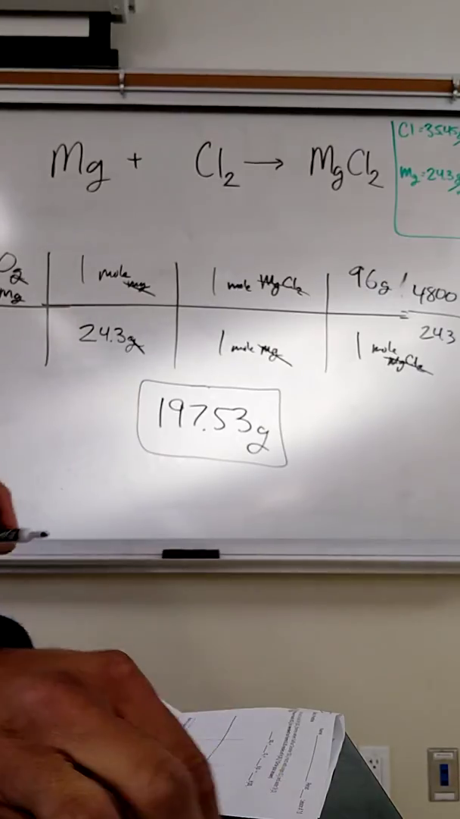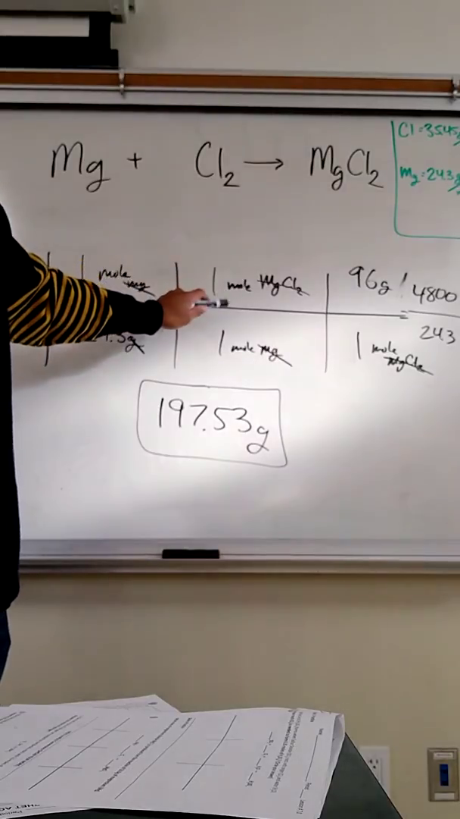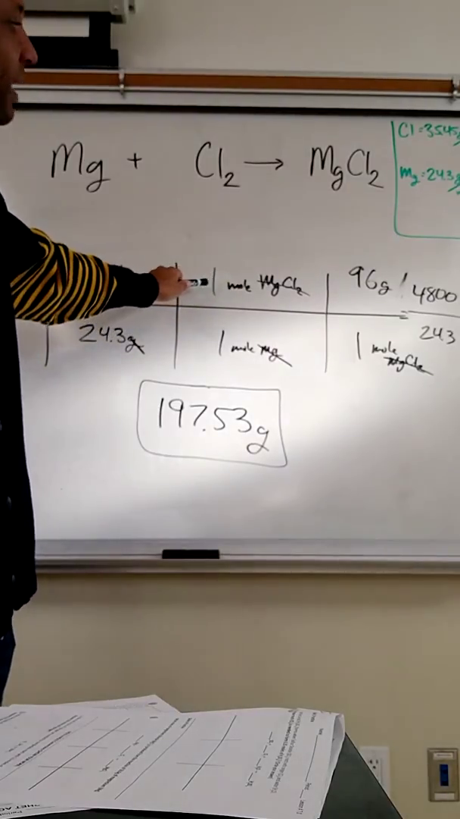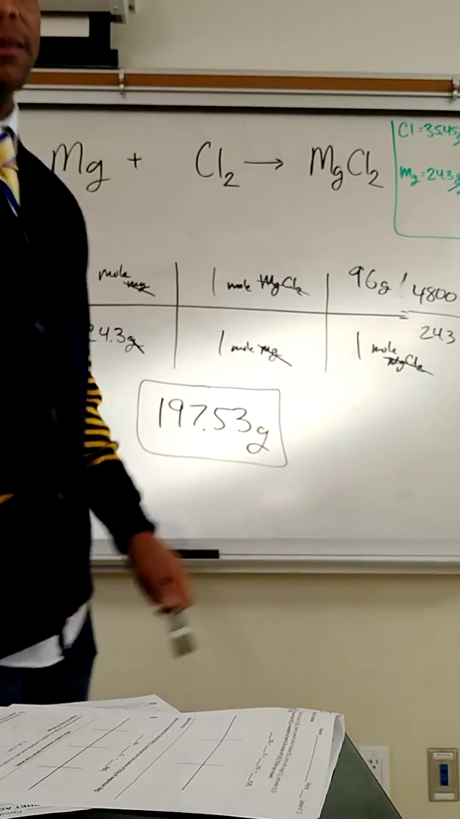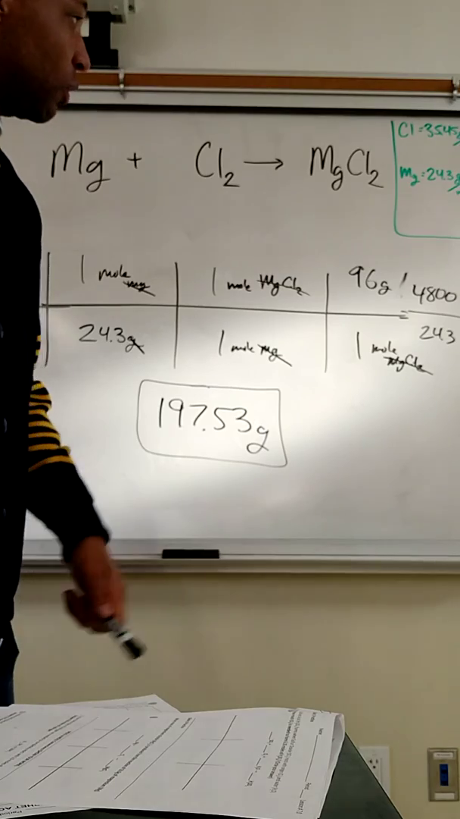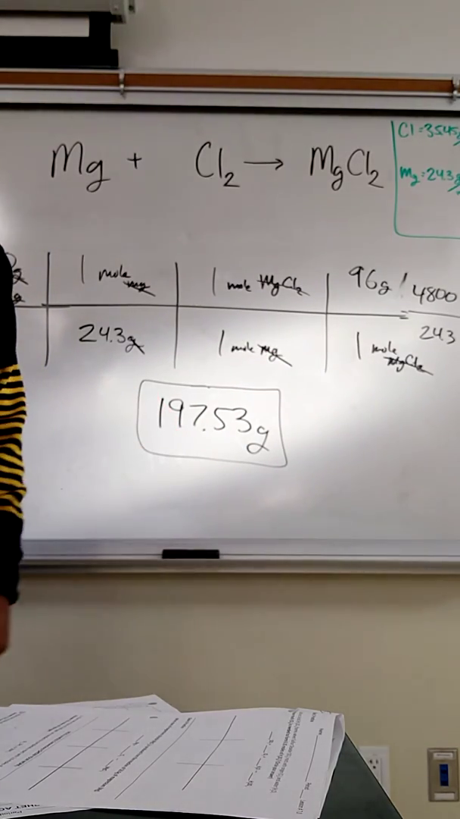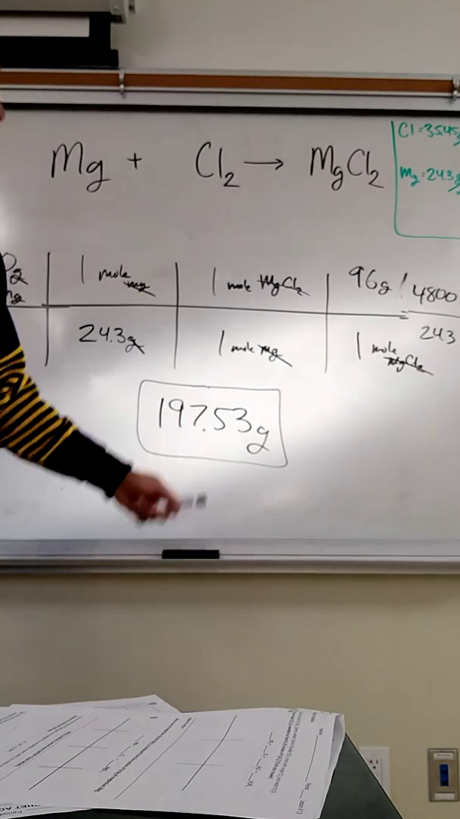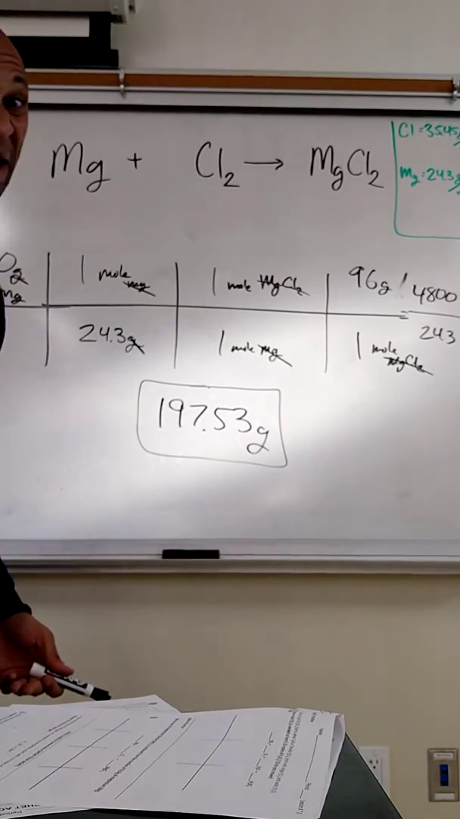And all I did was use a series of conversion ratios. I went from grams to moles of magnesium, to moles of magnesium chloride, and then moles of magnesium chloride back into grams. With that information, I'm able to find out how many grams of magnesium chloride are made from 50 grams of magnesium. And I hope that's helpful.